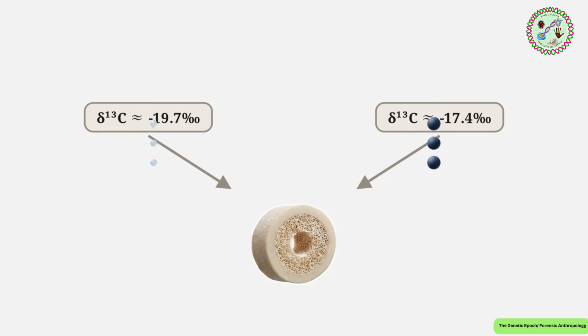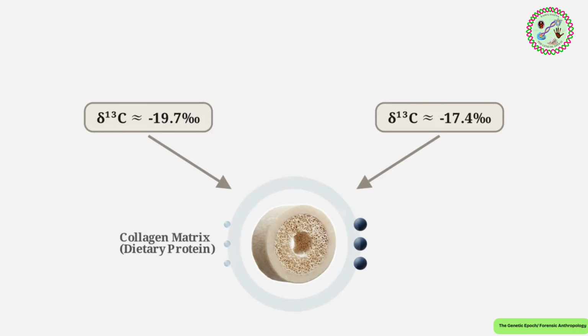When humans consume these plants, or the animals that eat them, the body routes these molecules with precision. Dietary protein embeds directly in the bone's collagen matrix. Meanwhile, blood bicarbonate routes to the bioapatite mineral structure, capturing the total diet.